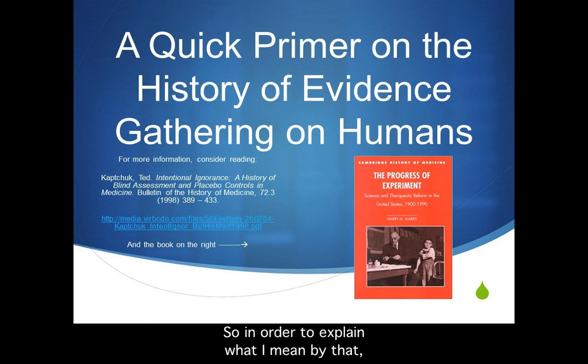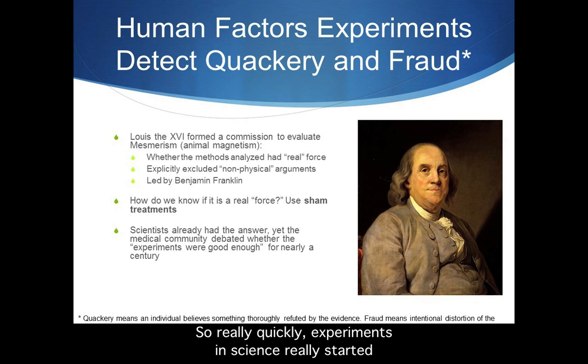To explain what I mean by that, I'm going to give you a quick primer on what it means to have evidence, and then I'm going to tell you what actually exists in the field today, even in academia. I'm pulling this from several books that are on the slides. One is a paper by Ted Kaptchuk, and another is by Harry Marks on how experiments were designed. Really quickly, experiments in science started taking hold more explicitly by the late 1700s.